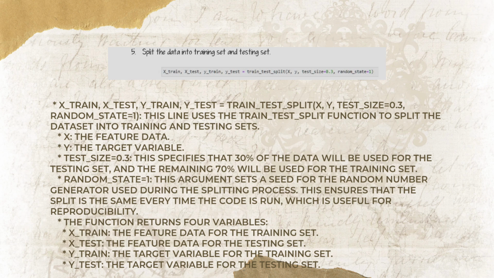random_state equals 1. This argument sets a seed for the random number generator used during the splitting process. This ensures that the split is the same every time the code is run, which is useful for reproducibility. The function returns 4 variables. X_train, the feature data for the training set. X_test, the feature data for the testing set. y_train, the target variable for the training set. y_test.